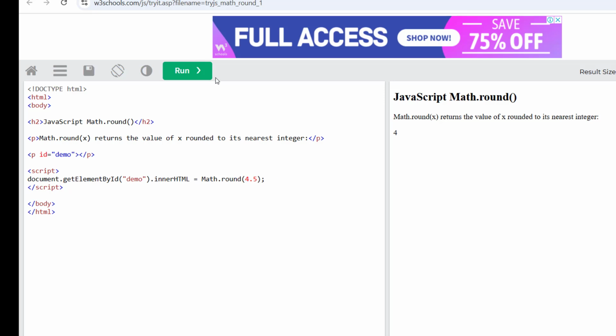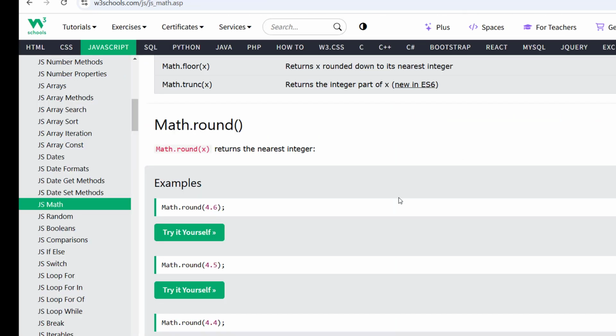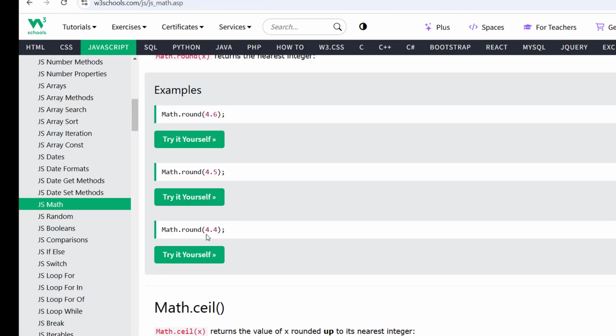If it is 4.5, then it will round up to 5. If it is 4.5 to 4.9, it will round up to 5. But if it is 4.1 to 4.4, it will turn into 4. So I have shown you already.